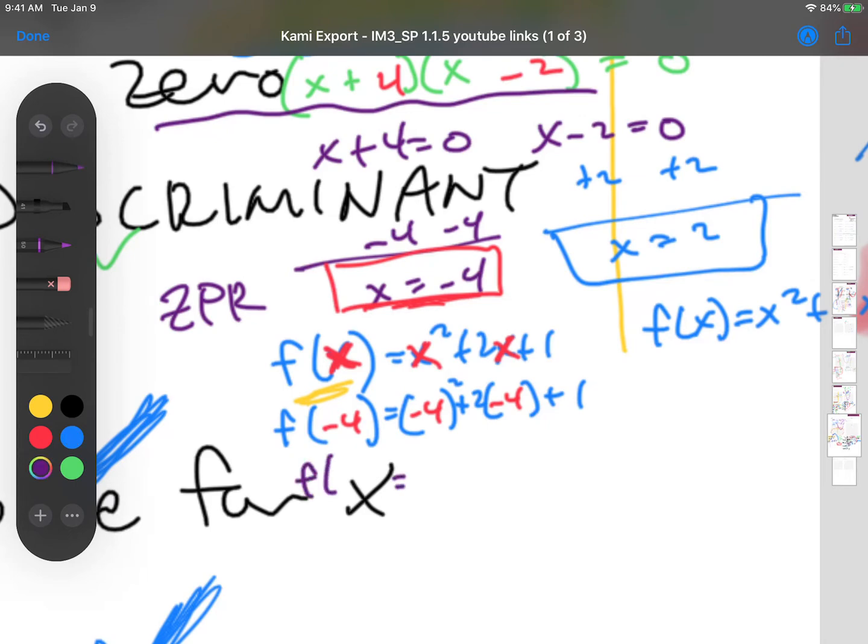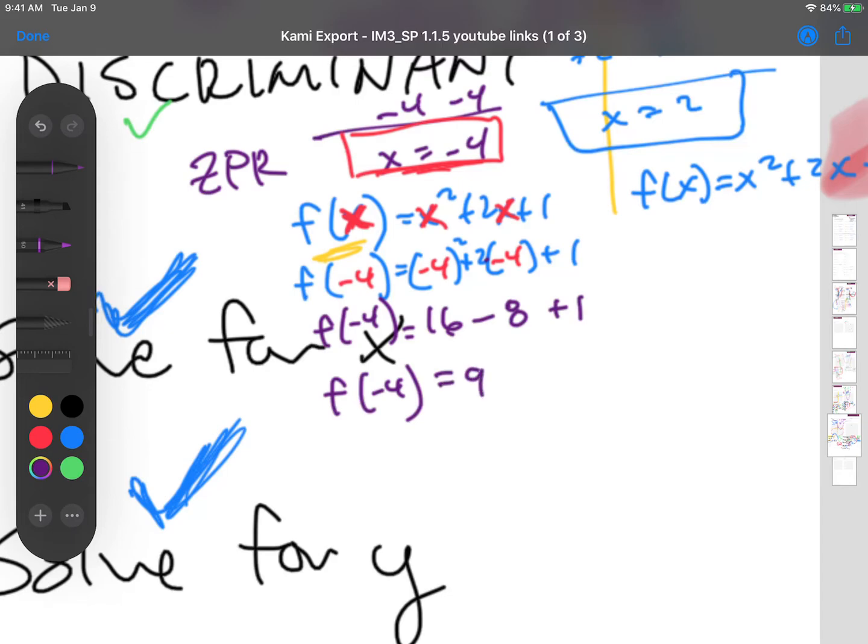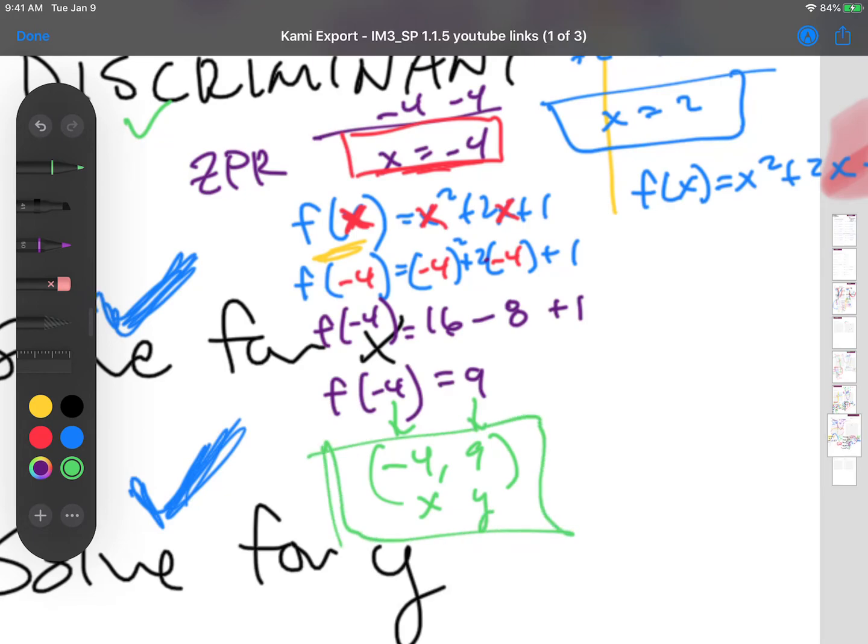Negative 4 squared is 16. 2 times negative 4. Remember, that's not 2 minus 4 because there's no plus right there. So multiply. And 16 minus 8 is 8 plus 1 equals 9. So this is actually an ordered pair. That's your x, this is your y. Negative 4, 9 is one of our intersections. Okay? Let's double box it because that's our final answer.